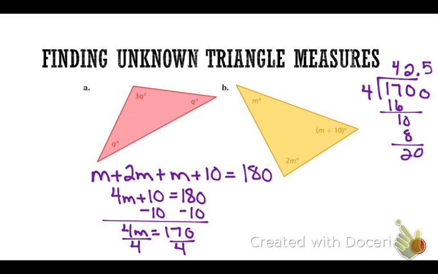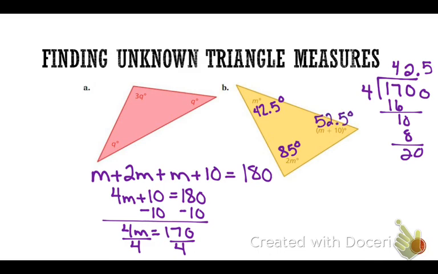So awesome. I know one of the angle measures. m equals 42.5 degrees. But what do I need to do to find 2m? Multiply 2 times 42.5. And that would give us 85 degrees. And then on the last one, what do I need to do to my m value? Add 10. So this one's going to be 52.5 degrees.